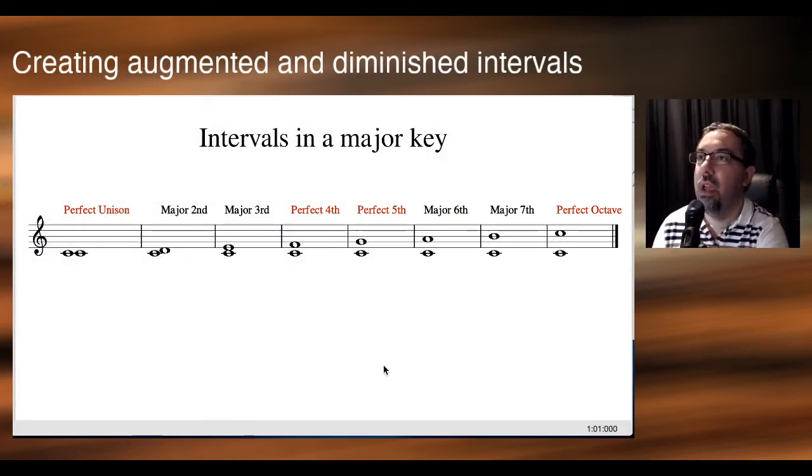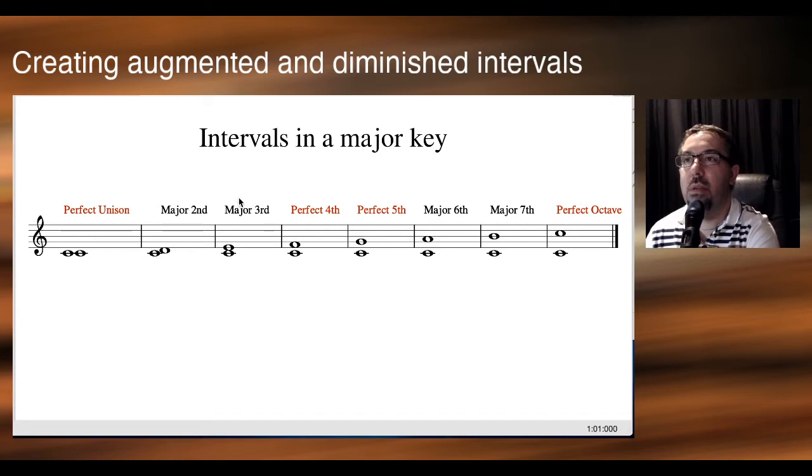So over here we've got a bit of a platform. We looked at the major key intervals and we found that you've got your perfect unison, major second, major third, perfect fourth, perfect fifth, major sixth, major seventh and perfect octave. Now all of these can be turned into augmented intervals. So let's give that a go.